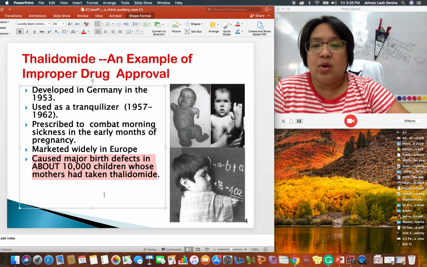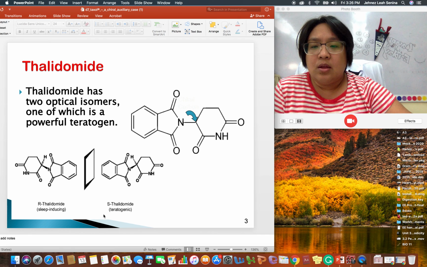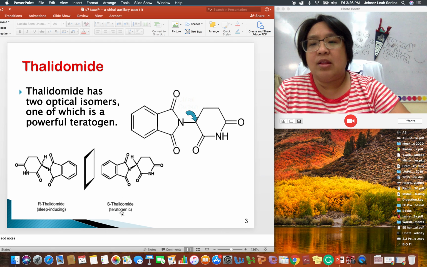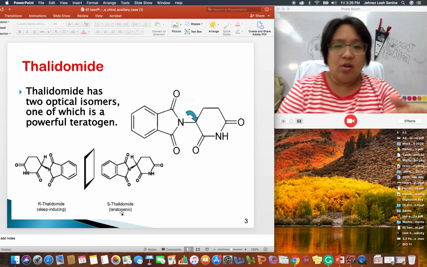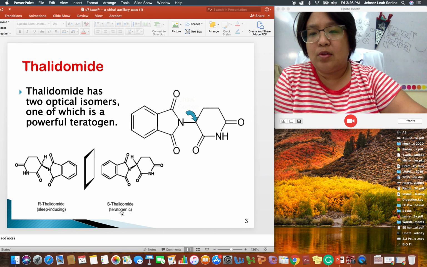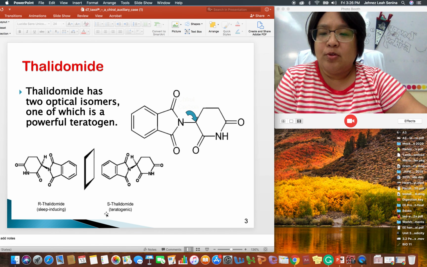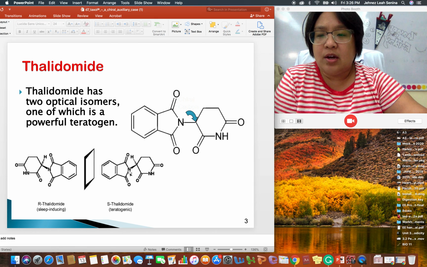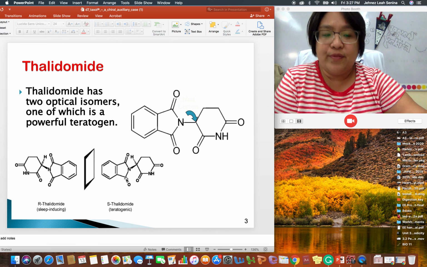We are looking at this enantiomer of thalidomide, the S-thalidomide. When you say teratogenic, it means it can cause birth defects or malformation as the baby is being formed in the womb. So again, although these are just mirror images of each other, this enantiomer can actually cause birth defects.